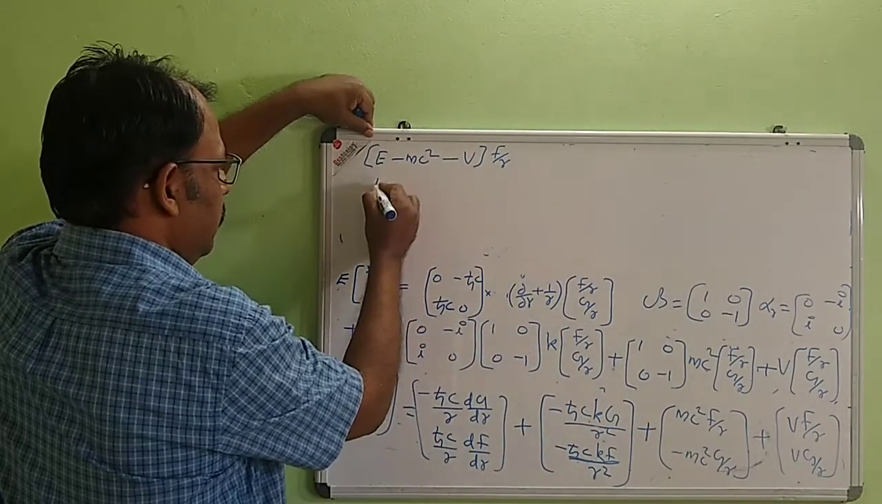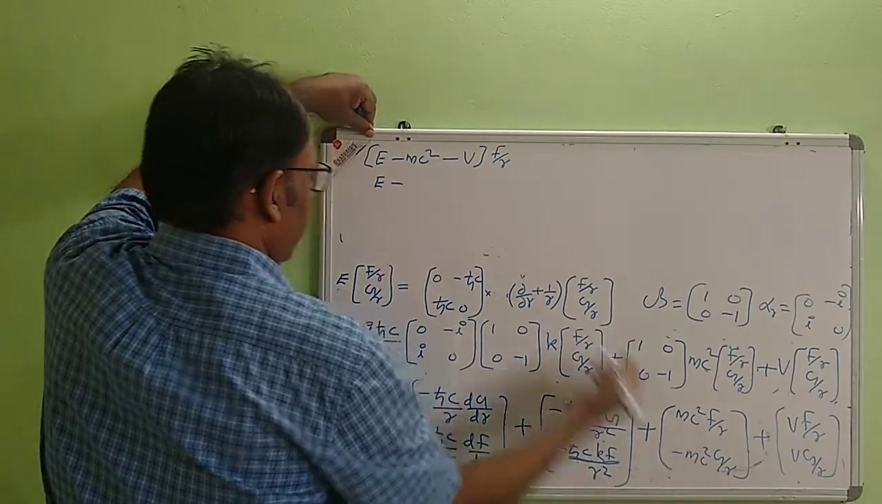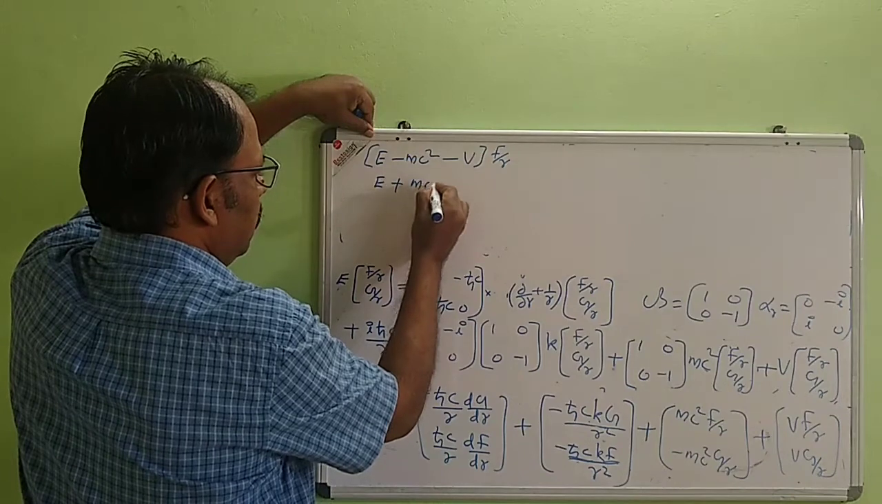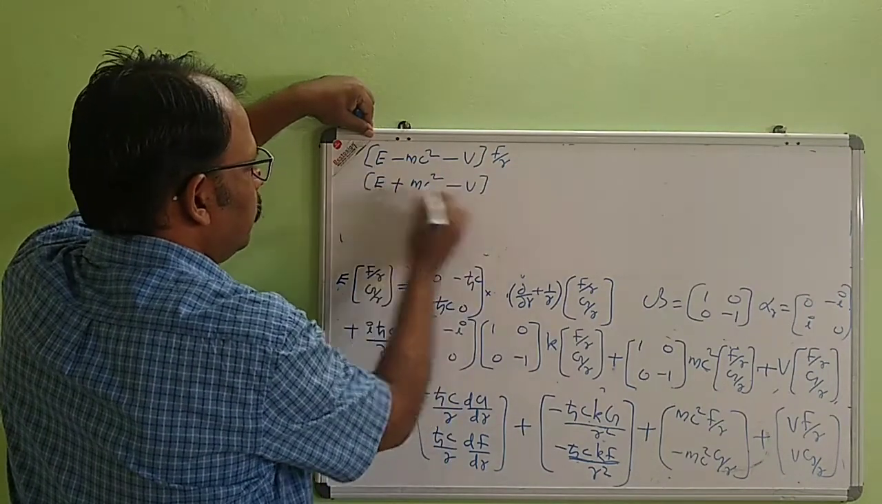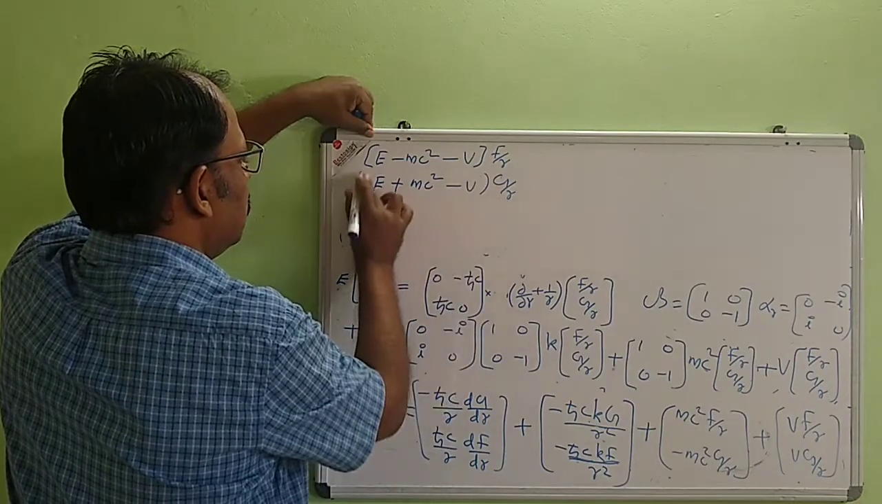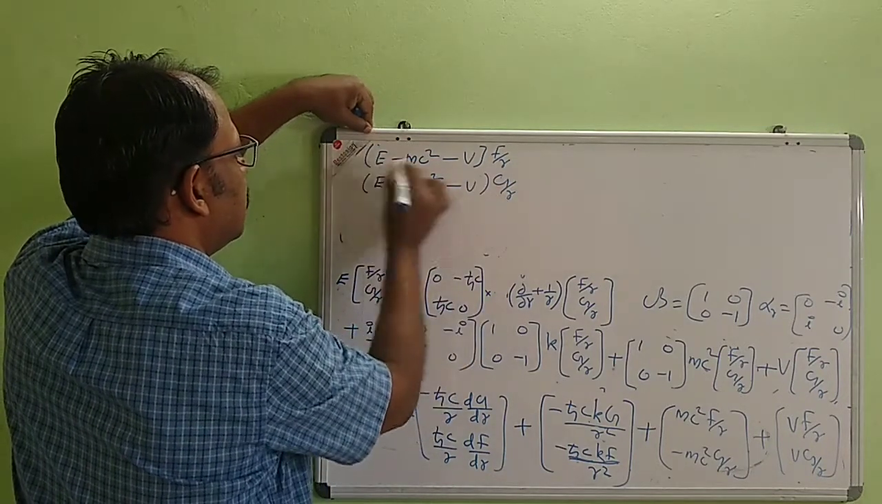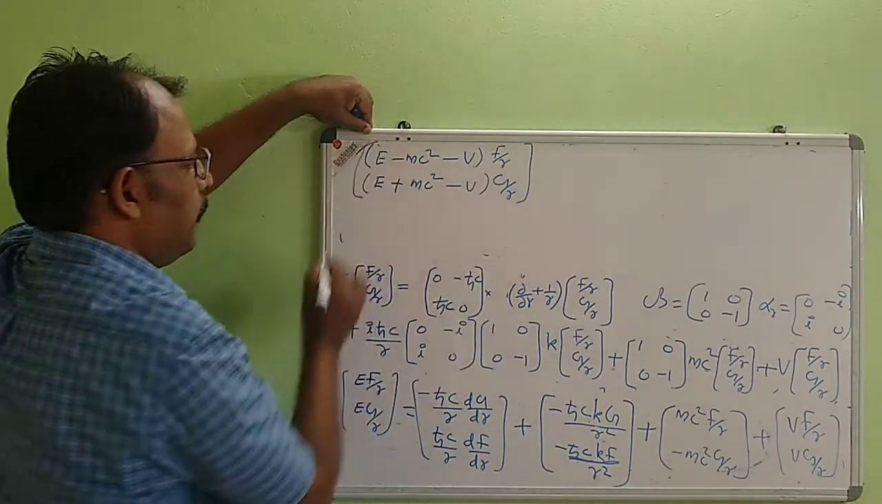Second element is E, this one becomes plus, E plus mc square minus V into G by R. So this one is the first element. So on the left hand side we will be having a matrix like this.